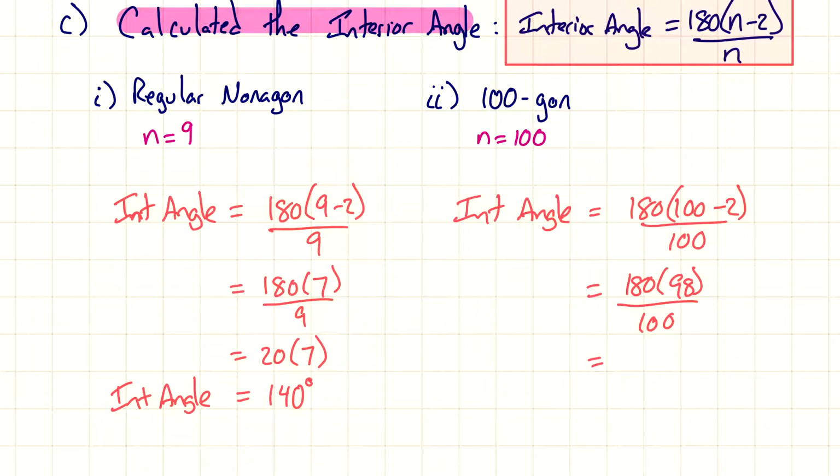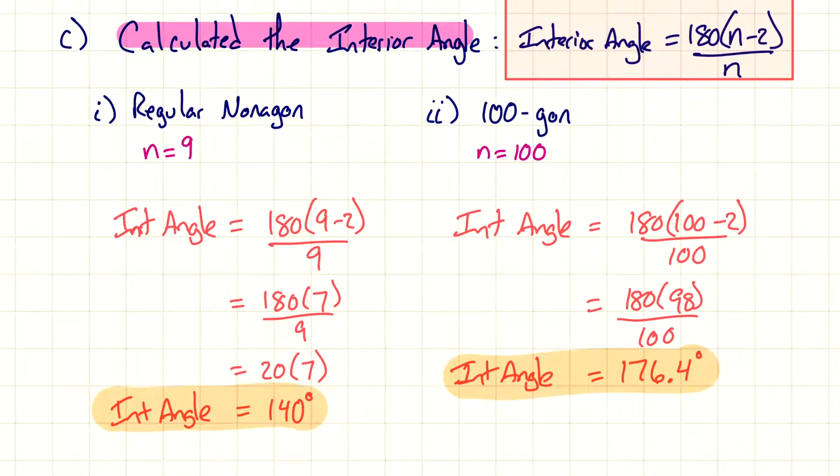And then this one, definitely I would have to put that in a calculator. So let me do that. So that's 180 times 98 divided by 100. All right, so we get 176.4 degrees. All right, so there's our interior angle. All right, this is a type of question you will be expected to answer. Very straightforward. If I give you a shape, can you tell me what the interior angle is equal to?